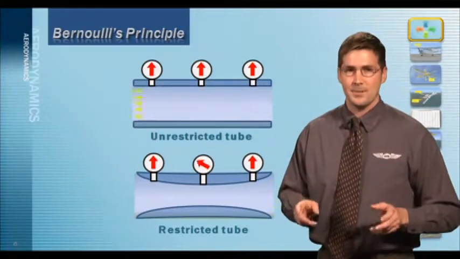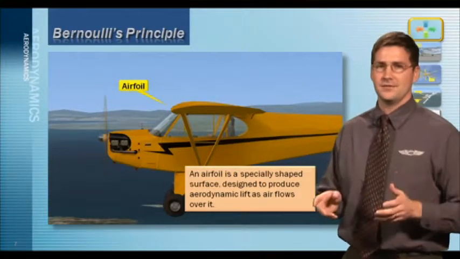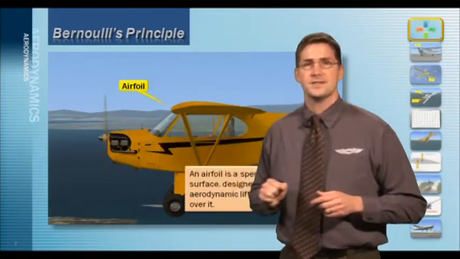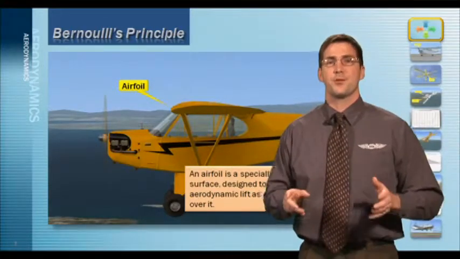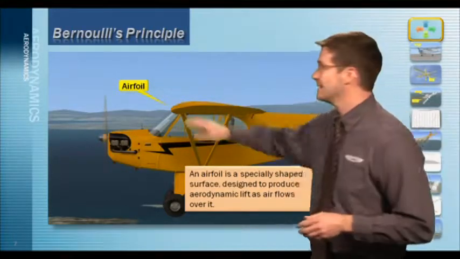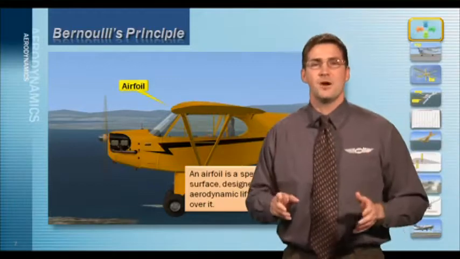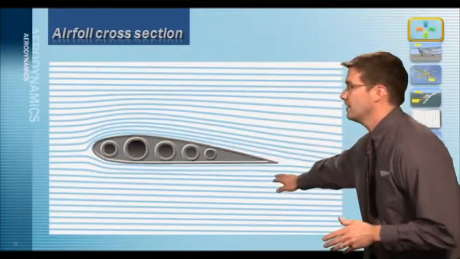Let's take this example and apply it to an airplane wing, also called an airfoil. An airfoil is a surface designed to generate lift. The airplane wings and propeller are examples of airfoils. As the wing moves through the air, the airstream is separated by the wing's leading edge, forcing air to flow over the top of the wing and below the bottom of the wing. Notice the shape of the airfoil. The top portion of the airfoil is curved.